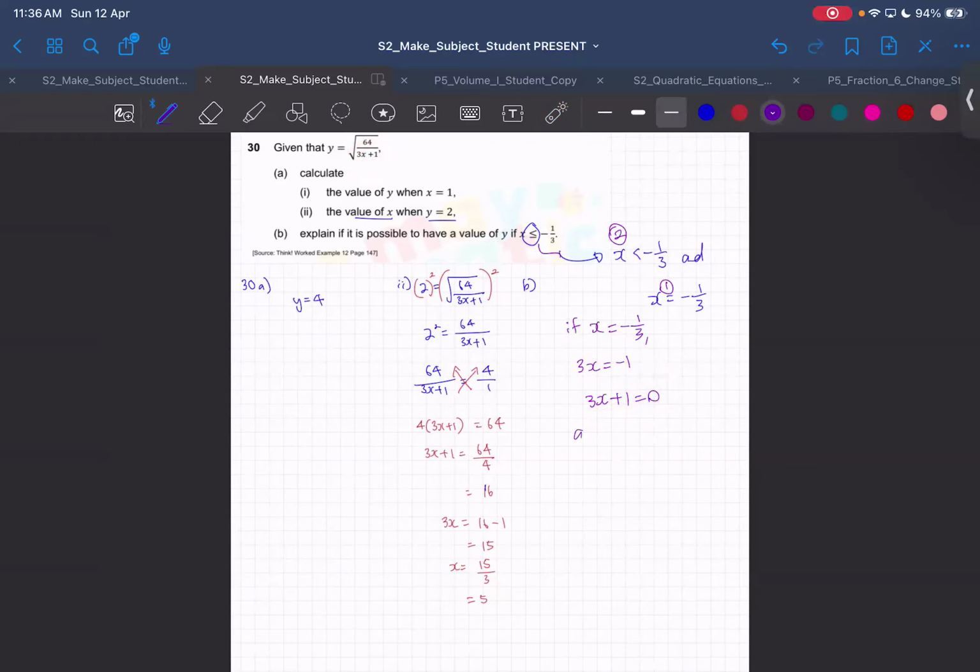You'll get an error. So you can explain that if x equals to negative 1/3, 3x plus 1 equals to 0, and 64 over 3x plus 1 will be undefined, because I already showed you this one is 0, which means the denominator will be 0. Doesn't make sense. So that's for case 1. There's no y value.